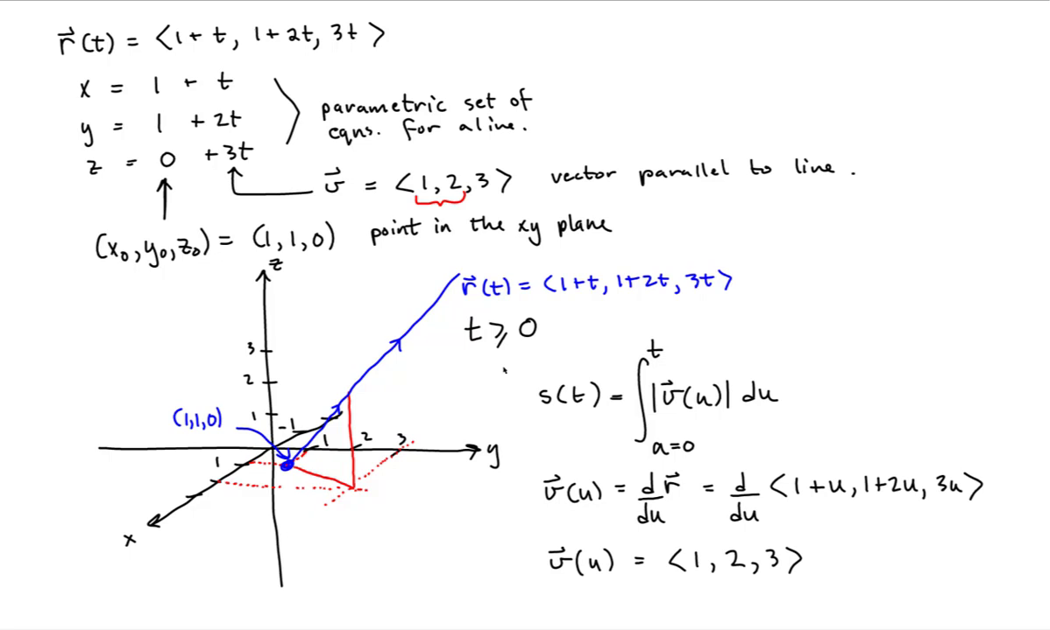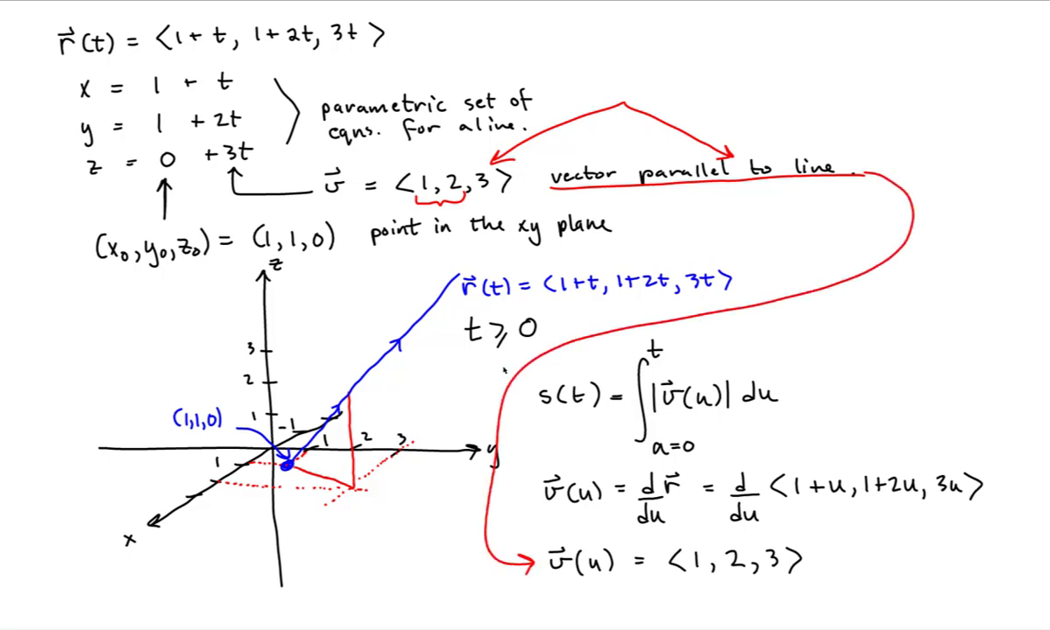And that makes sense because the velocity of a curve at any point tells you the direction of that curve. And when we determined that we had a parametric set of equations for a line of our curve, and we knew that the v vector was a vector parallel to the line, well, it makes sense that the velocity vector would yield the same thing because, as we've shown in a previous lecture, velocity is always tangent to a curve at the point at which you evaluate it.